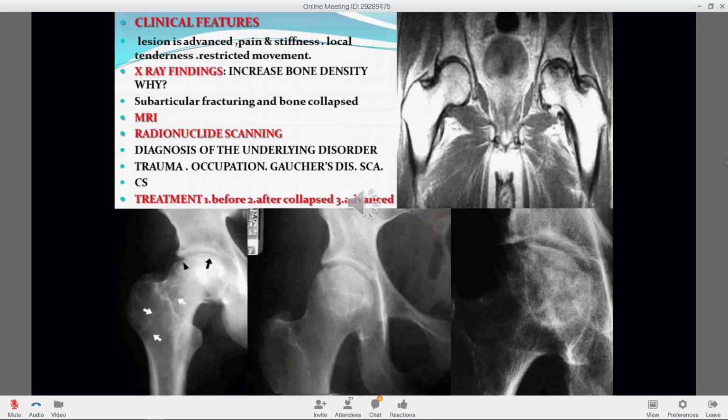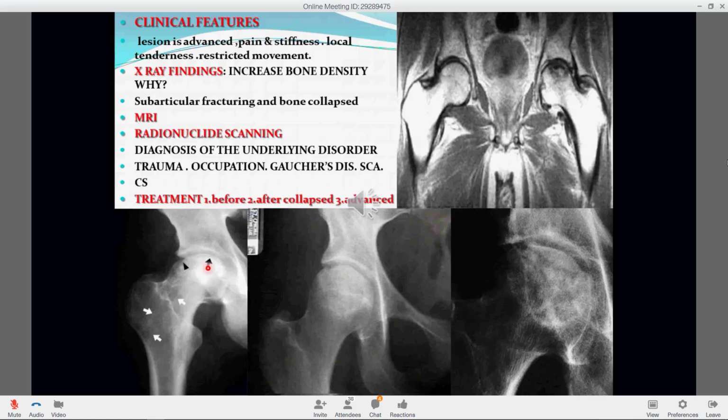Clinical feature. The lesion should be advanced before any clinical feature appears. Usually, pain and stiffness, local tenderness, and restriction of movement. X-ray finding. There will be an increase in the bone density.